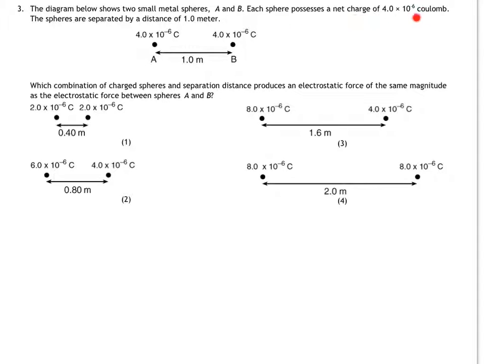Each sphere possesses a net charge of 4 by 10 to the negative 6. So those are both labeled. And they're separated by a distance of 1 meter. That's going to be the radius. And we want to know the combination of charged spheres and separation distances which would produce an equal force.